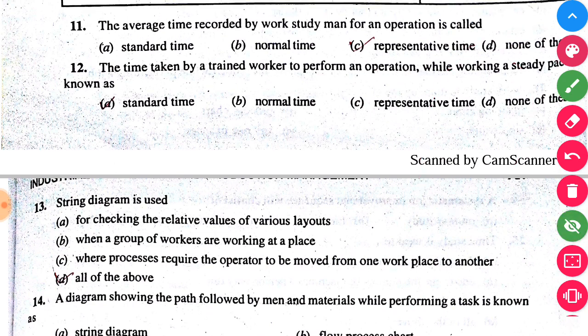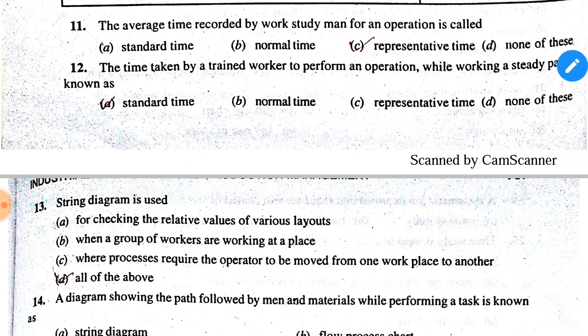Let's move to the next question, the 11th question. The average time recorded by the work study man for an operation is called the representative time. What is meant by representative time is the average time for the operation.